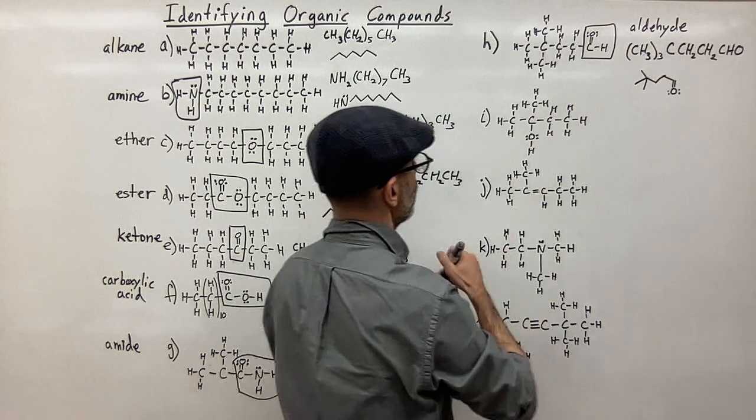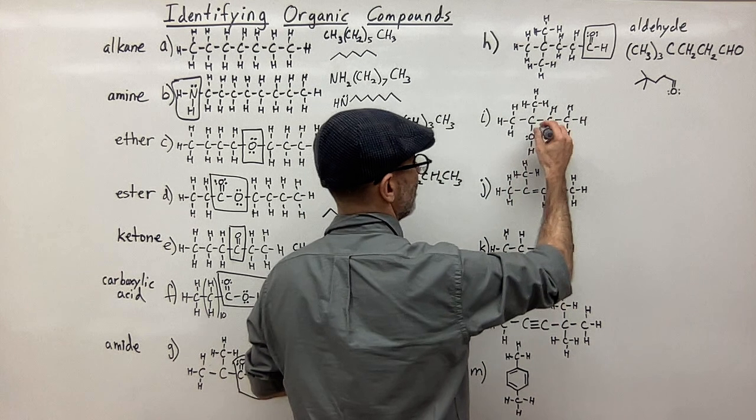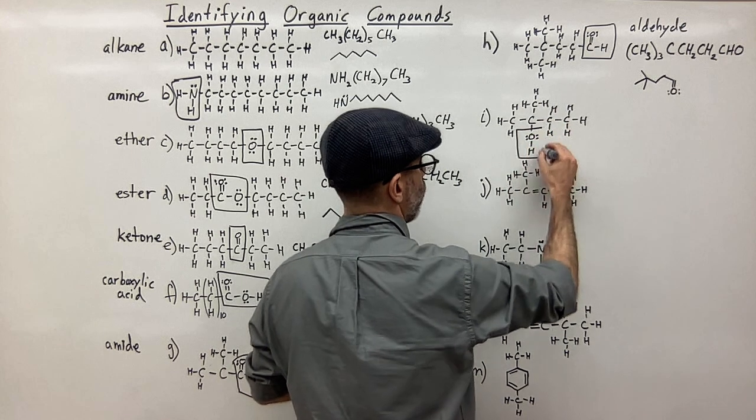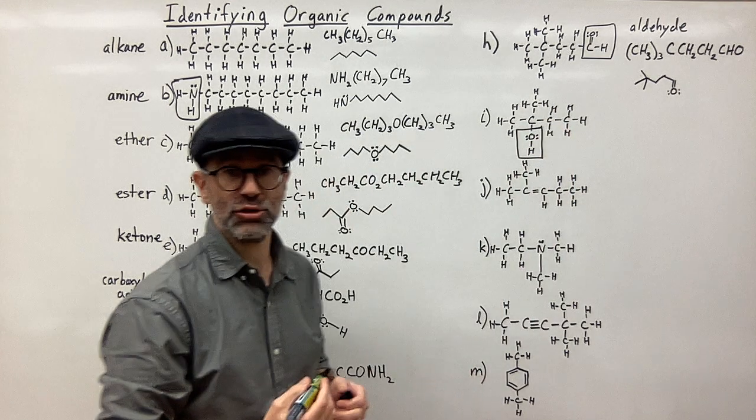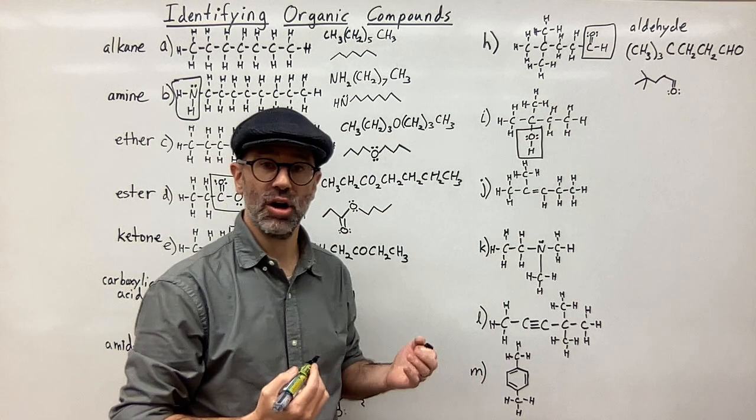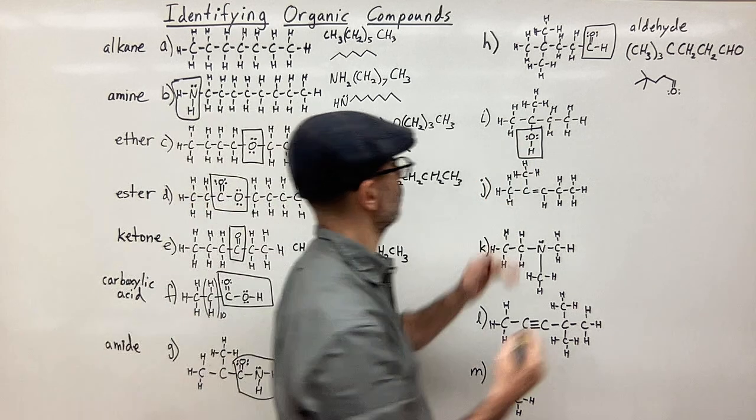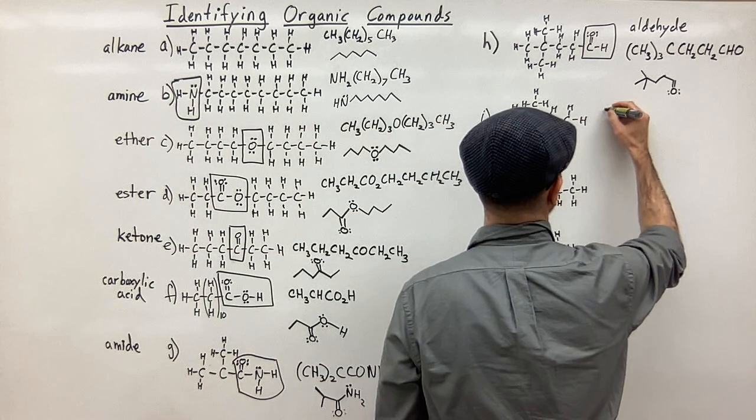For this one here, you'll notice that this group here, this is your OH group there. Your OH group is a dead giveaway of an alcohol. So if you see an OH group, you've got an alcohol. So this is an alcohol.